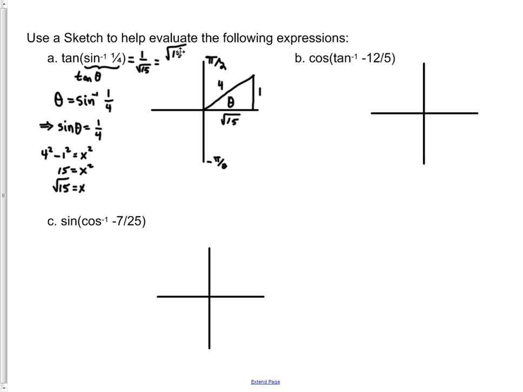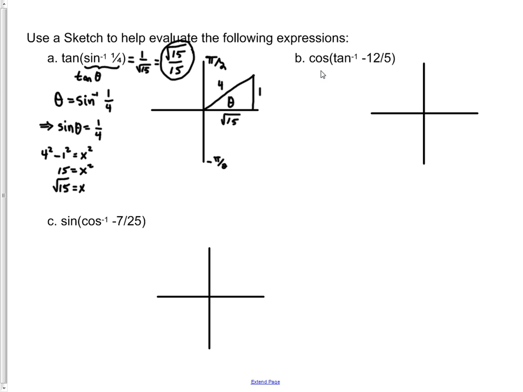Now, don't let this confuse you. Even though we've got a composition of two different kinds of functions all together right here, we're just finding the sine, tangent, or cosine of whatever the given angle is, where that angle happens to be given in inverse trigonometric form. Well, let's try the next one.